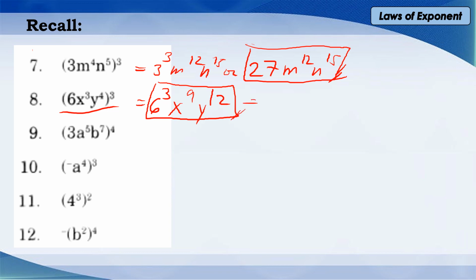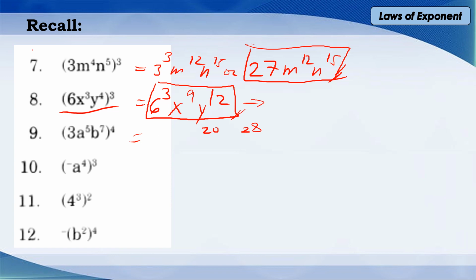Pwede, pero meron pa yung kasunod. Yan. 3 raised to 4, i-simplify na natin. Madali-dali ito. 3 times 3 is 9. 9 times 9 is 81. a raised to 9, 9 pating. a raised to 20 kasi 5 times 4. Then 7 times 4 is 28.